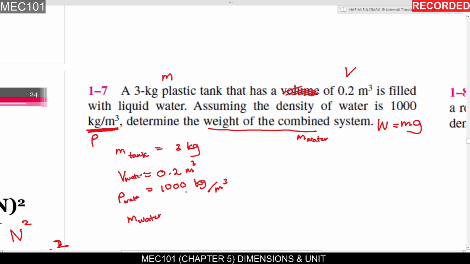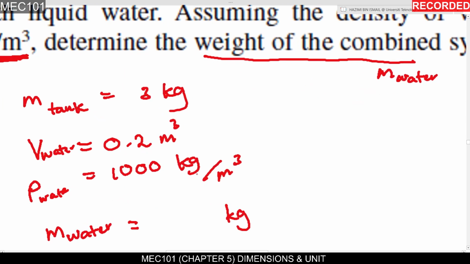Okay, how to manipulate the units or the equations? I know the mass of water must be in the unit of kilogram. I have the value of density, the unit here. Okay, we have the kilogram.